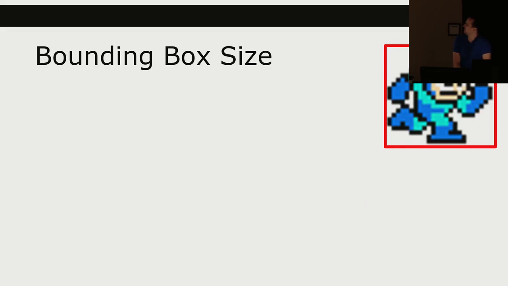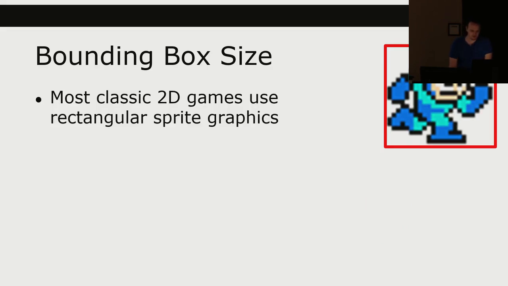How do we determine the bounding box size? Most 2D games use rectangular sprite graphics. Images in computers are typically stored as 2-dimensional structures of values, and those values may represent things like the colors. 2-dimensional arrays are really easy to store and compute. How would we even think about having a data structure that just stored the individual pixels in here? It would have to be some sort of list and then locations, and it would be annoying.